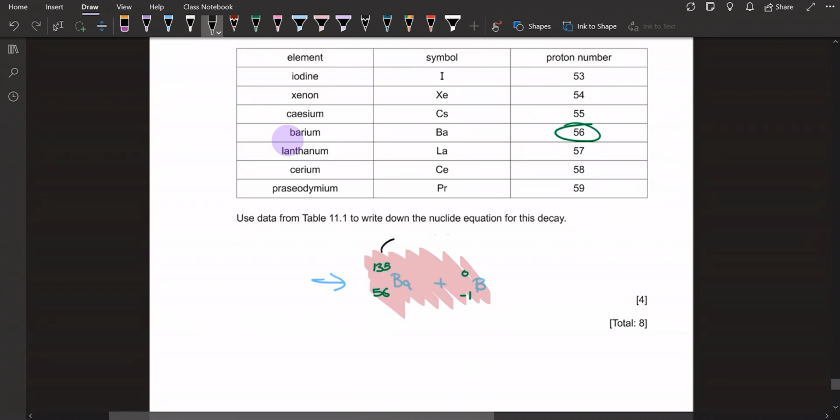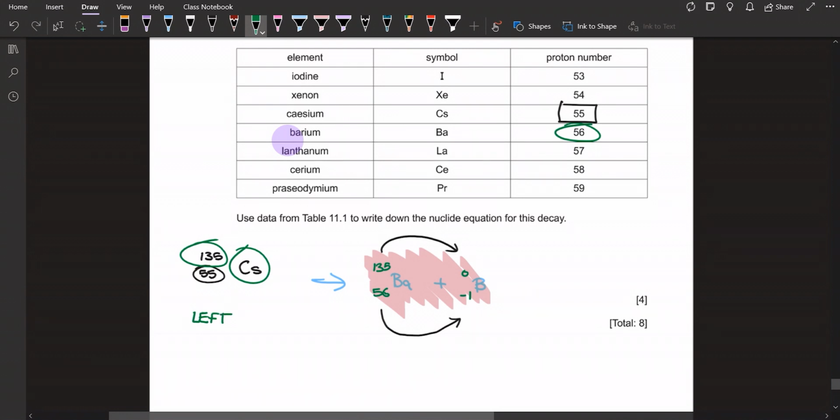For this, we have to do 135 plus 0, which is going to be 135. And then 56 minus 1, which is going to be 55. And we can just see which element has 55 protons, and that is going to be our reactant. So it's going to be Cs. And this is pretty much it for this question. You'll get 1 mark for adding Cs and 1 mark for the 135 nucleon number on the left side. And for writing barium and showing the beta particle on the right side, you get 2 marks. So you get 1 mark for this, 1 mark for this, 1 mark for this, and 1 mark for this. And the total is going to be 4 marks.